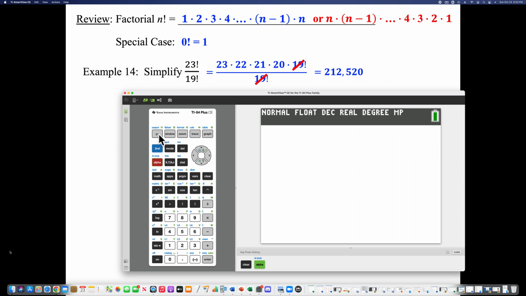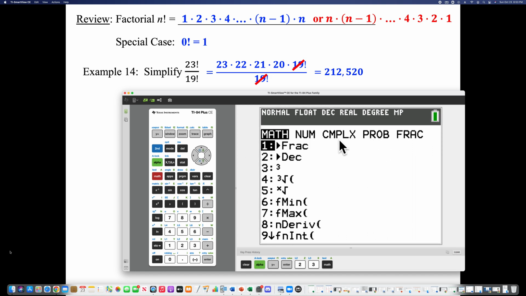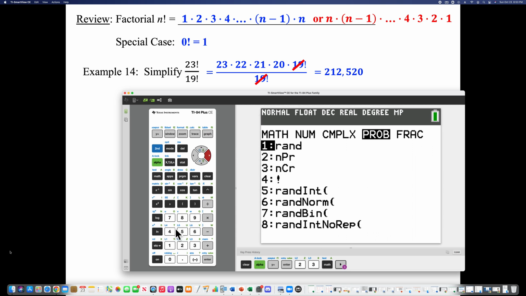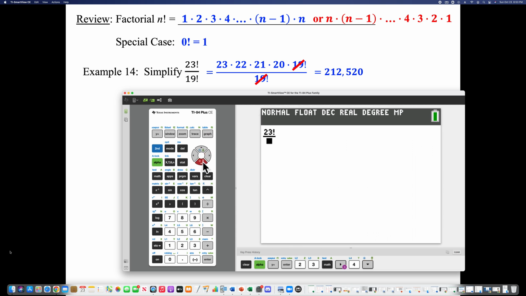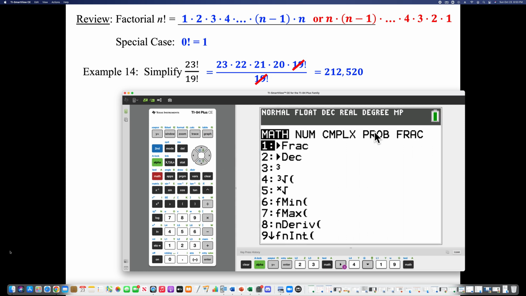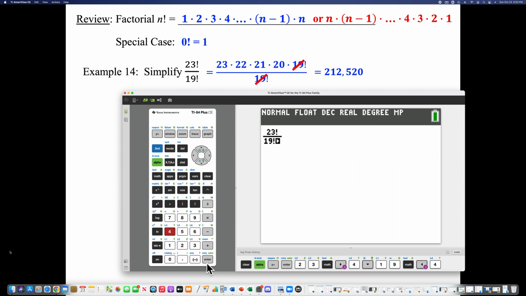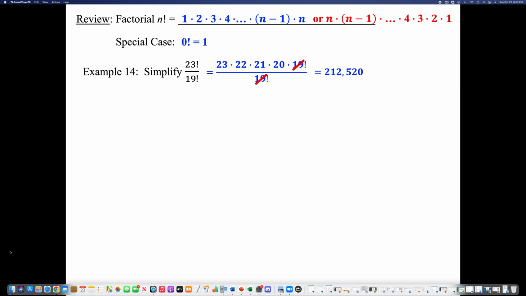So I'm going to go alpha y equals, get a fraction, type in my 23. Now the factorial button's underneath the math button, and you want to go over to probability. 1, 2, 3. Choice number 4 is your factorial. And then we can put in 19, math, and if you don't want to go across, you can also go to the left, and then type in a 4, hit enter, and there's my answer. So that's how you use the factorial button on the calculator.